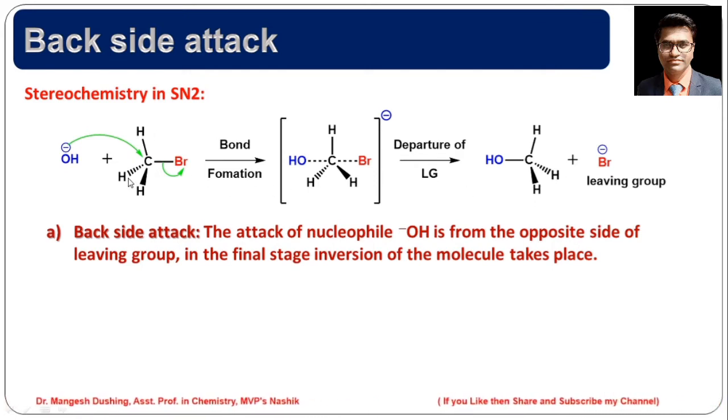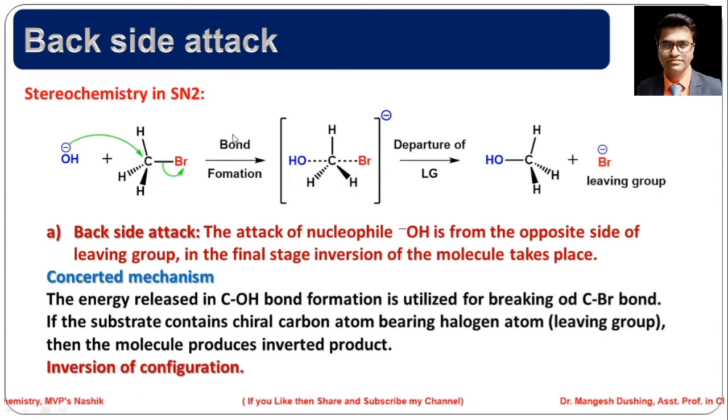See here, CH3 and Br are on the left hand side, the nucleophile is coming from the opposite side, so here it will be the right hand side. Now friends, this is a concerted mechanism. So the attack of the nucleophile and the breaking of the C-Br bond, that is the carbon-leaving group bond, occur in one stage only, simultaneously. So simultaneously the C-OH bond will form and the C-Br bond will break. The energy released in carbon-OH bond formation is utilized for the breaking of the carbon-Br bond.